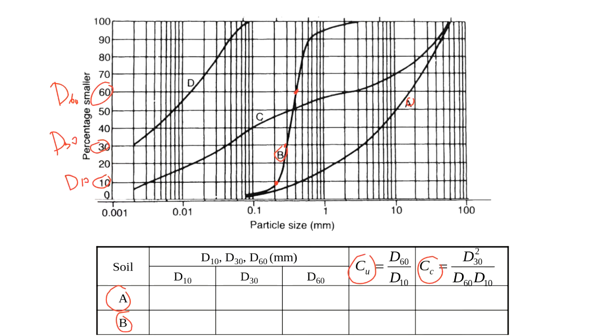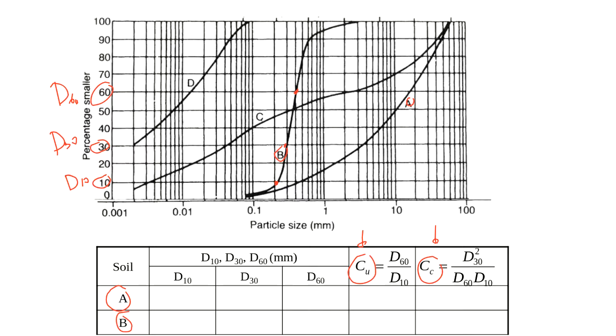But again, I'm talking from my experience. The correct way to do it is to get these coefficients, CC and CU, and based on these coefficients, we will decide if it's well graded or poorly graded. So let's do this: D10, D30, D60. We only do it for soil B. Again, you can practice at home and get a bit more practice.